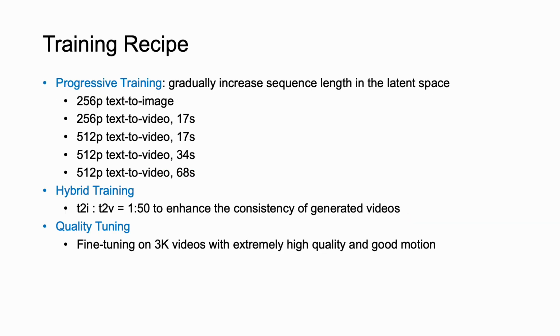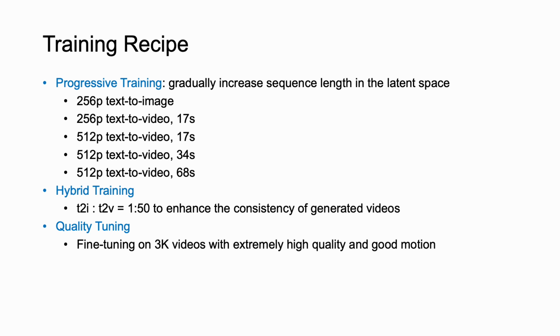Here is our training recipe. We use a progressive training recipe that gradually increases the sequence length in the latent space. We start from 256p low-resolution text-to-image pre-training, and then transfer the pre-trained checkpoint to text-to-video pre-training. After that, we gradually transfer to higher resolution and longer video lengths.